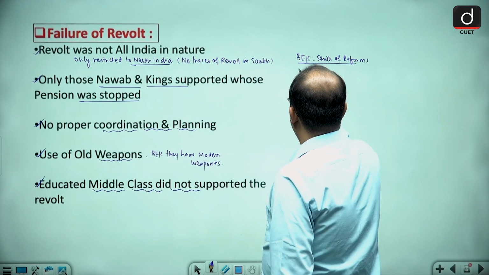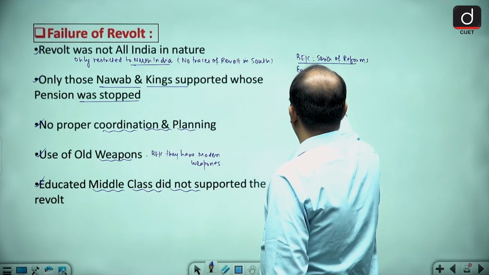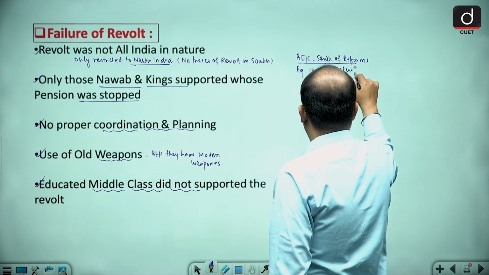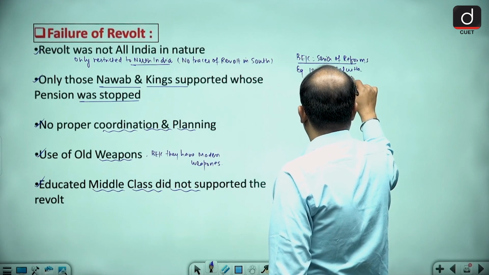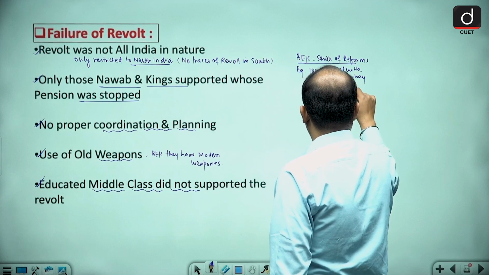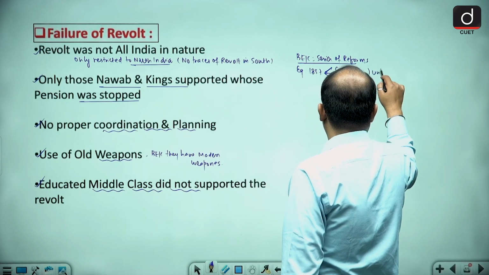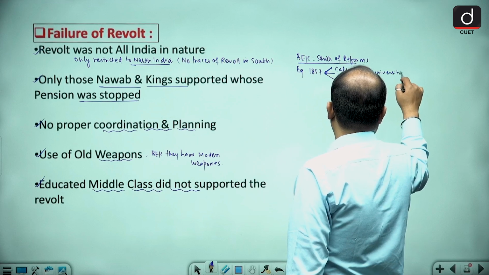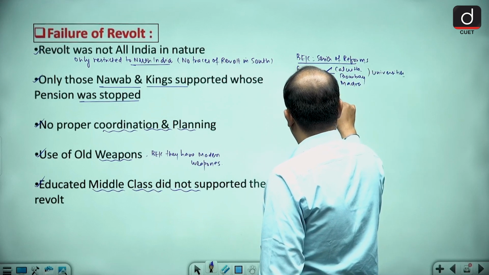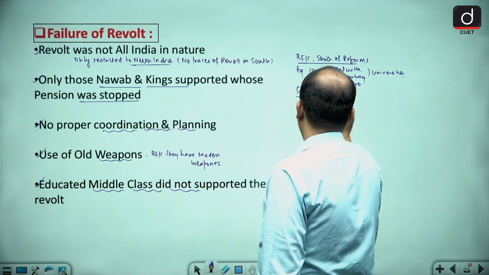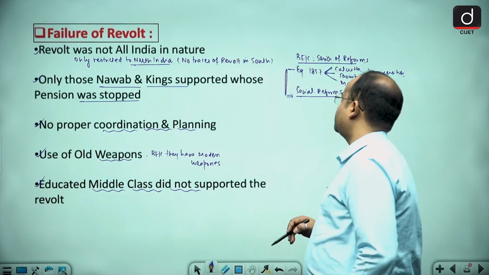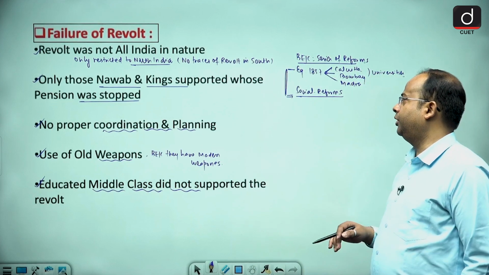For example, in 1857 they started three universities: Calcutta, Bombay, and Madras University. Other than that, they did social reforms, judicial reforms, and political reforms. So different types of reforms were introduced.